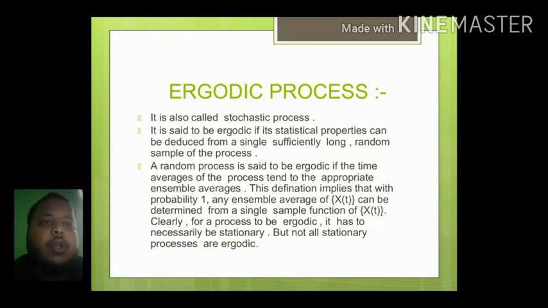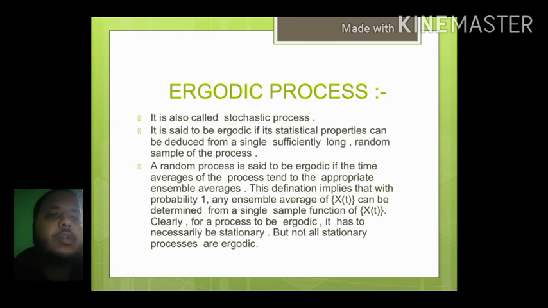So this is the ergodic process. It is also called a stochastic process. It is said to be ergodic if its statistical properties can be deduced from a single sufficiently long random sample of the process.